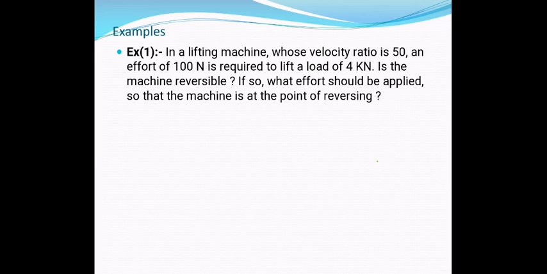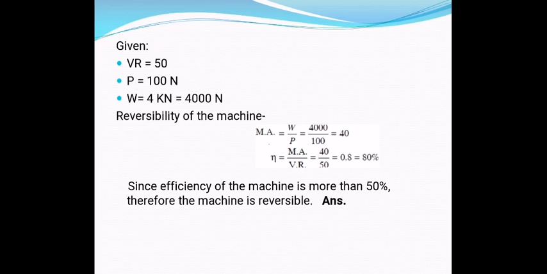In the second part, what we have to find is: in a lifting machine whose velocity ratio is given, effort is given, and to lift a load of 4 kN, is the machine reversible? We already found yes, we got the answer. And second, if so, what effort should be applied so that the machine is at the point of reversing? So we have to find what effort is required at the point of reversing. We already found out the machine is reversible. We got 80%, so it is reversible. Now the second part.